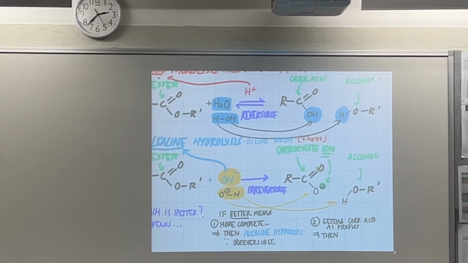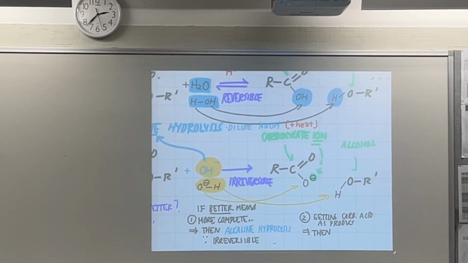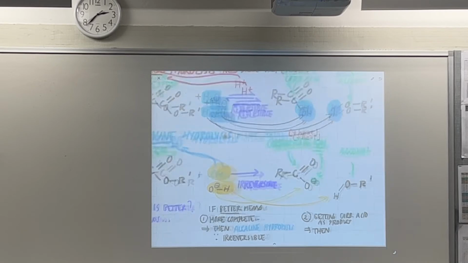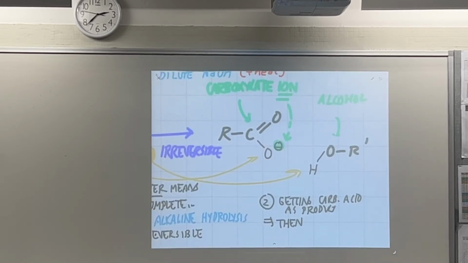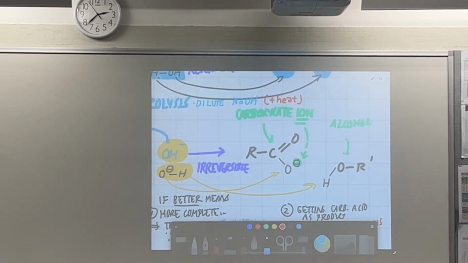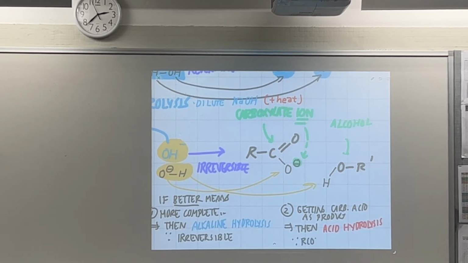This is one of those tricky questions where they will give you a context. They will ask, if I want just more product, I don't care what the products are, I just want more product, then alkaline hydrolysis. If the question wants you to make carboxylic acid, then acid hydrolysis is better. You see what I'm saying? Let me finish this sentence first: acid hydrolysis is better because COOH is a product.